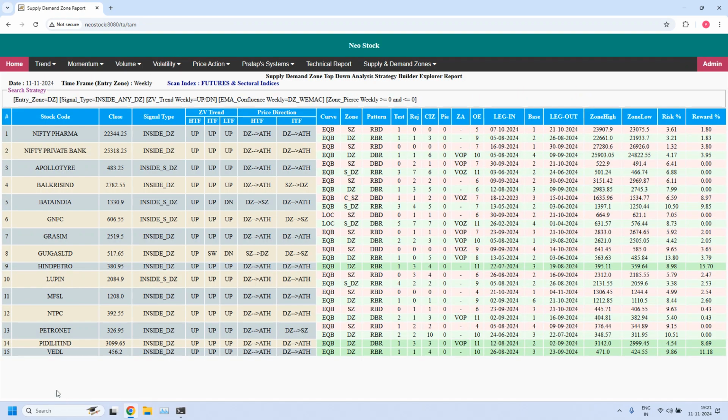We got 15 stocks. Uptrend, few stocks are having downtrend. Because EMA Confluence with demand zones, we have to look, because currently price closed inside weekly demand zone, because entry time frame is weekly.